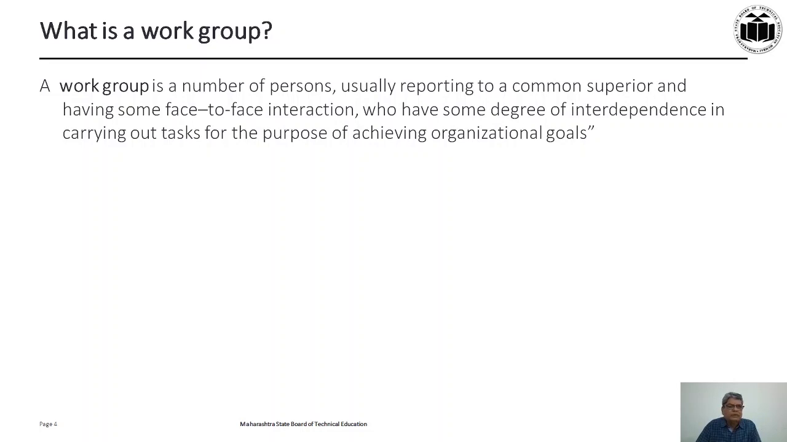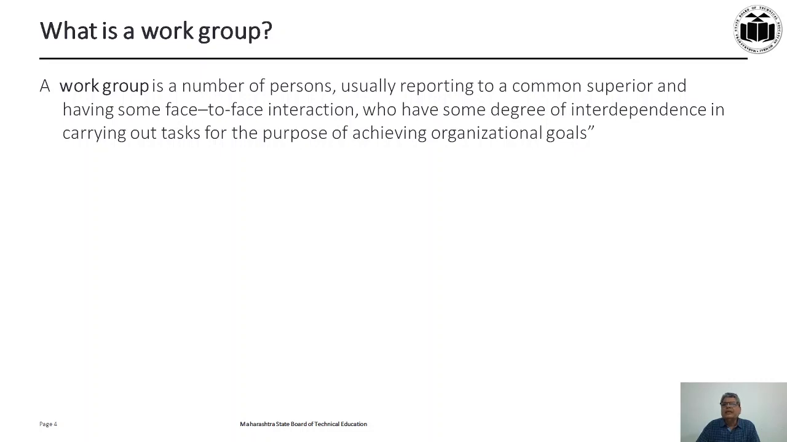What is a work group? A work group is a number of persons usually reporting to a common superior. So consider a small section. There is a supervisor as a common superior and there may be 8 to 10 workers working under him as a work group. Now, these group members have some face-to-face interaction. As they are working together, they have interaction about their work.